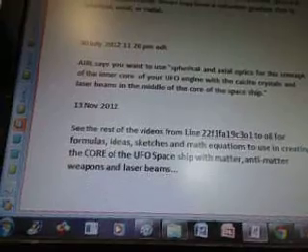July 30, 2012. Errol says you want to use spherical and axial optics for this concept of the inner core of your UFO engine, with the calcite crystals and laser beams in the middle of the core of the spaceship.